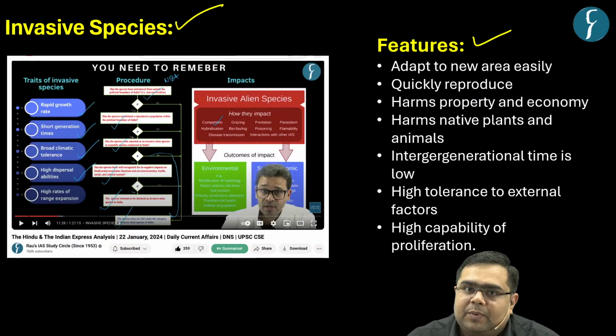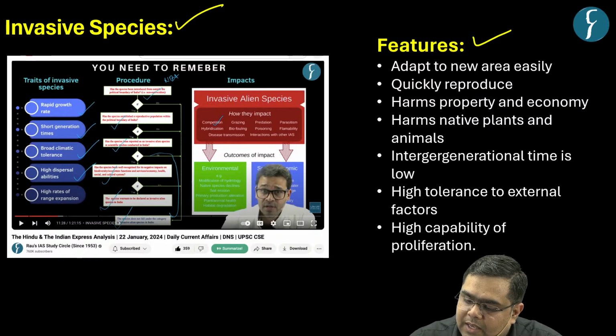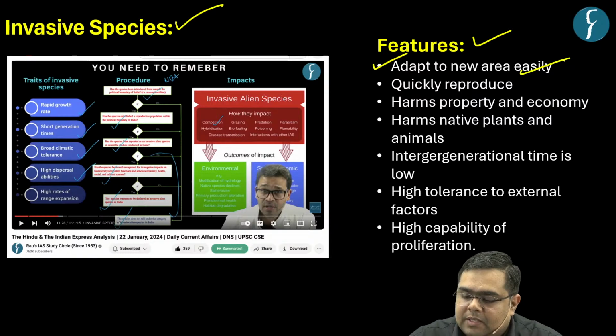Let us discuss the features of invasive species in India. What are invasive species? Invasive species are those species found in the environment which have certain features. First, they are very easy to adapt to a new area. Second, they are very easy in reproducing themselves. The context of this news was that recently Gambusia fish was termed as an invasive species, right?